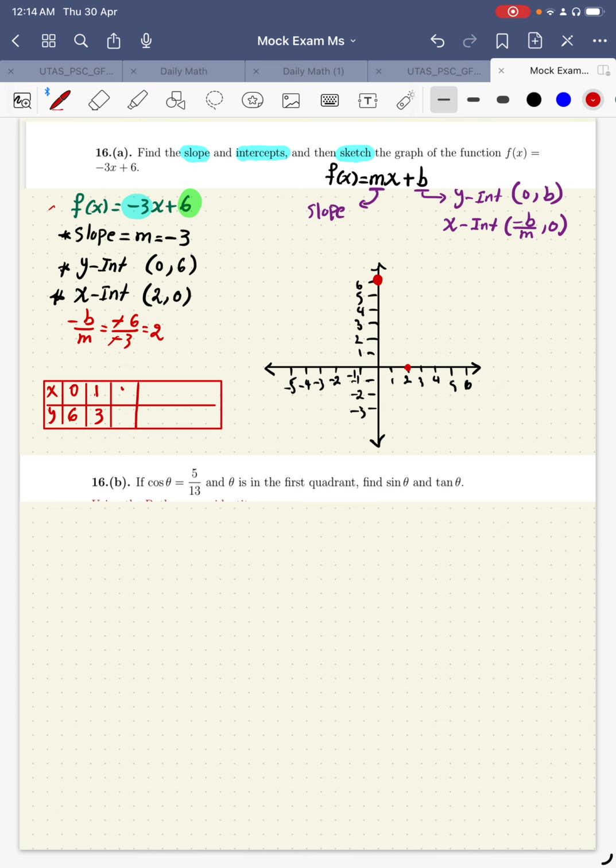Then if x equals 2, then y is 0. And let me continue. If x is 3, then y is gonna be minus 3. So I'm just gonna plot those extra points I found for accuracy. So x equals 1 and y equals 3 is gonna be here. Also 3 and minus 3, it's gonna be almost here.